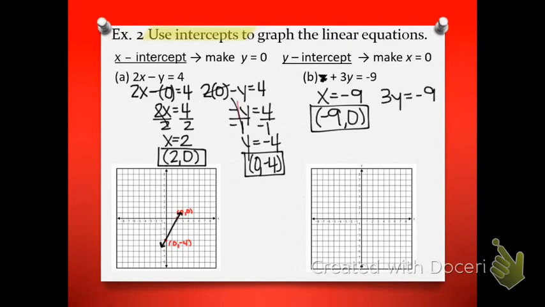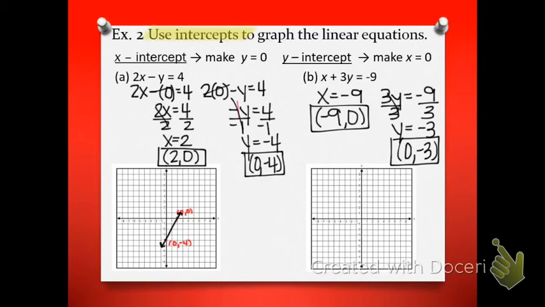3y equals negative 9. Write it down. And how do we solve for y? Divide both sides by 3. So y equals? And the ordered pair? 0, negative 3. All right? So that is the second method that you can use.